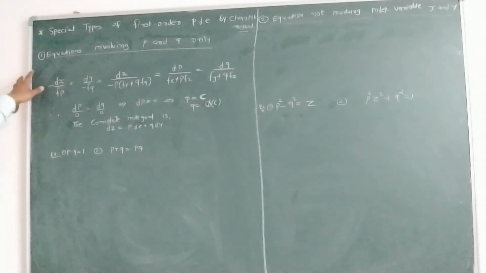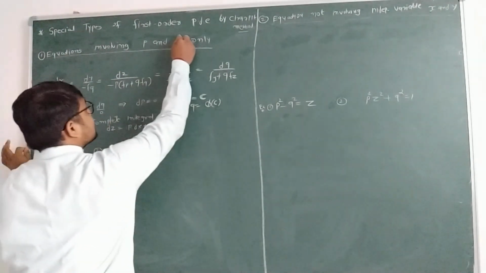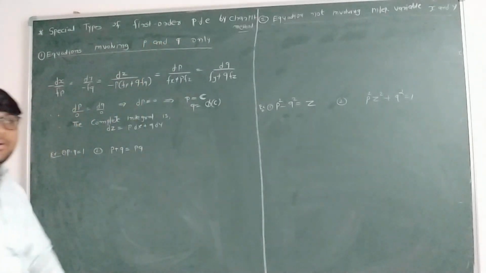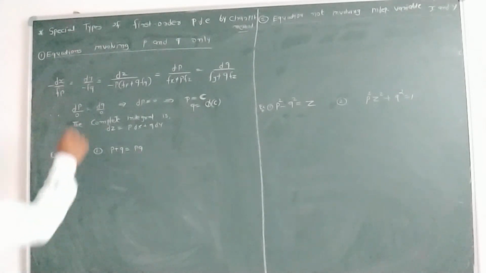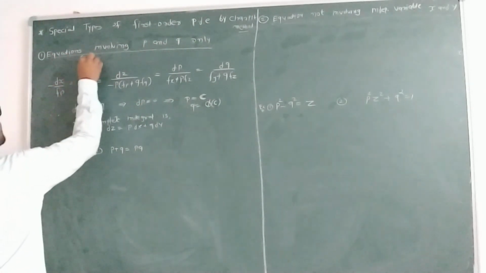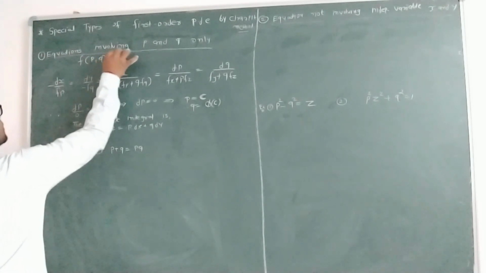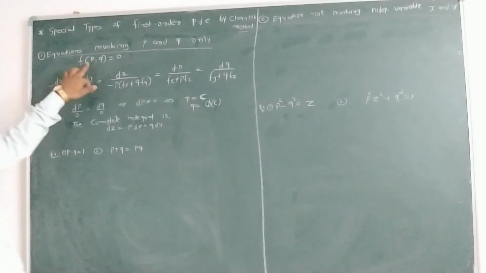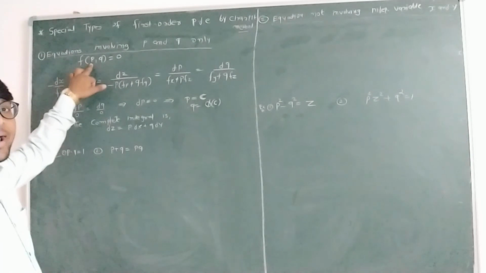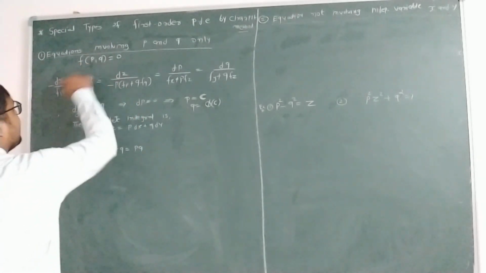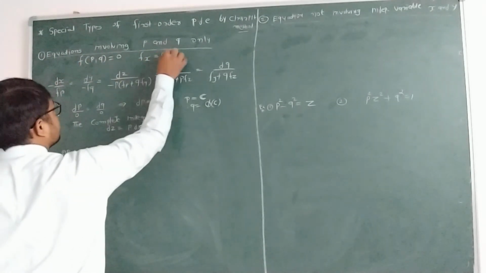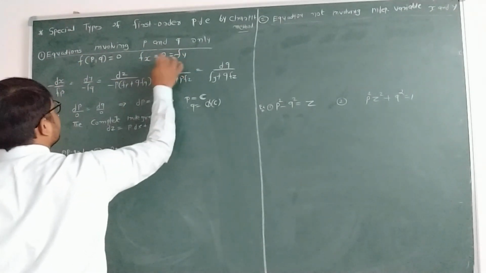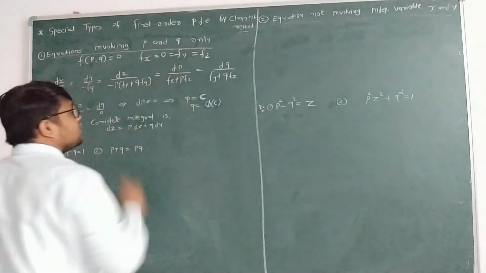The first one is an equation involving p and q only, that is, the partial derivatives p and q. So the function is f(p,q) = 0. Therefore, this equation does not involve x, y and z. Z is the dependent variable. Therefore, the first derivative with respect to x is 0, with respect to y is also 0, and with respect to z is also 0.